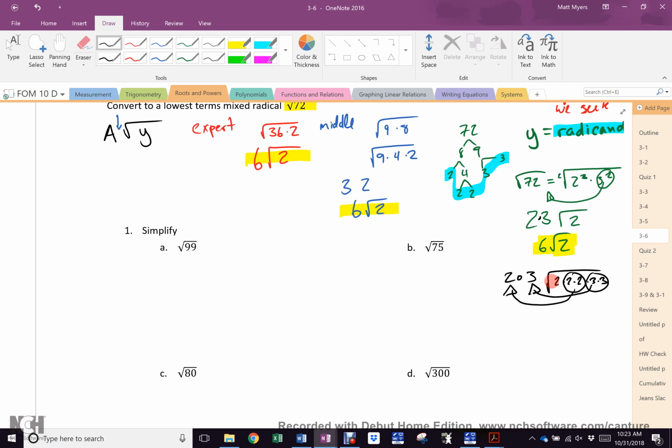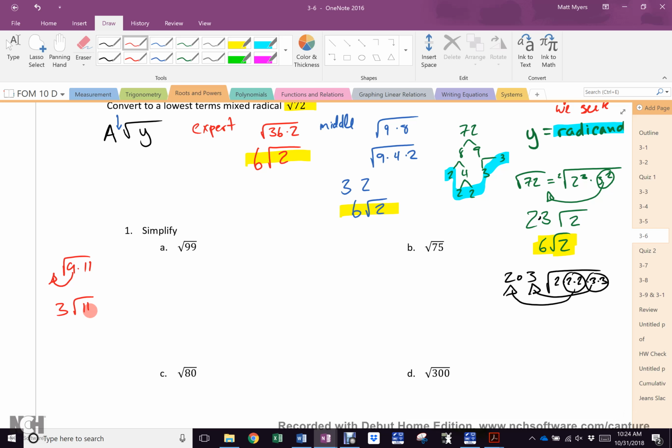All right. Now, looking at 99, can anybody see a perfect square that divides into 99? Dan? 9. So, if I was going to do the expert way, which is red, I can see right away that that is the square root of 9 times 11, correct? What's the square root of 9? 3. So what comes out? 3. Does 11 have a square root? No. So it stays under there. Is everybody good?